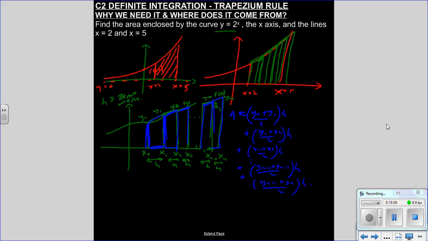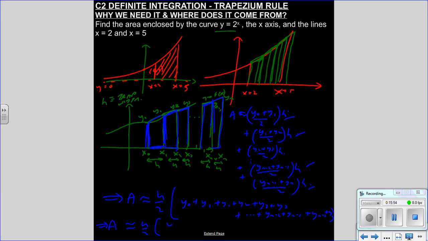Now, can you see we can put these together? Can you see every single one of these has an h over 2 in it? So I can take a factor out of h over 2. Yeah? So that leaves me with y naught plus y1, that's the first one, plus y1 plus y2, second, plus y2 plus y3, dot dot dot, all the way up to yn take 1 plus yn. Actually, let's do the one before that. So plus dot dot dot plus yn take 2 plus yn take 1 plus, that's that one, yn take 1 plus yn.